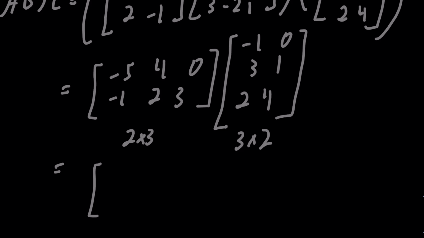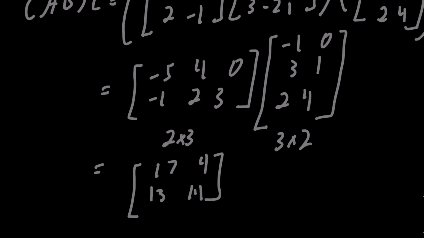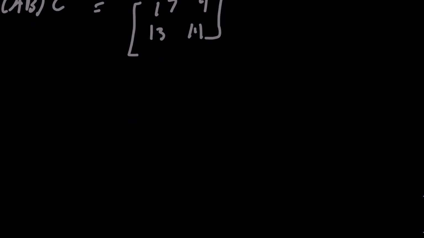And multiplying the matrices, we get 17, 4, 13, and 14. And that's equal to AB times C. Sweet. Now let's confirm the other term.